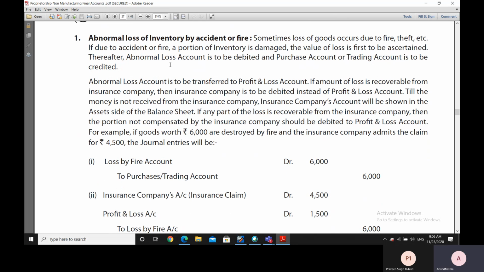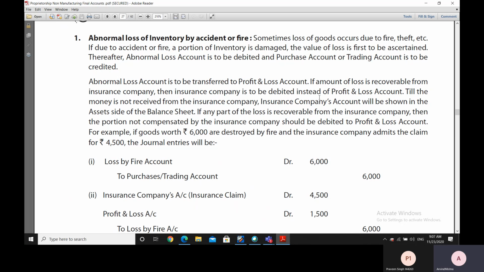Now this abnormal loss account debit has to be transferred to the profit and loss account to account for this loss. However, if the amount of loss can be recovered from the insurance company, then we will debit the insurance company instead of the profit and loss account, because we are not going to incur a loss here to the extent of the amount which is recoverable from the insurance company.